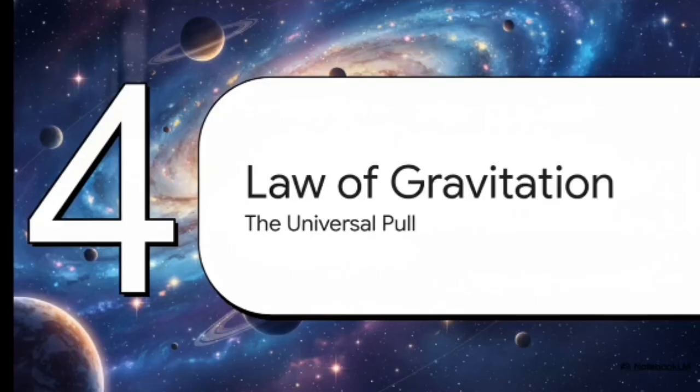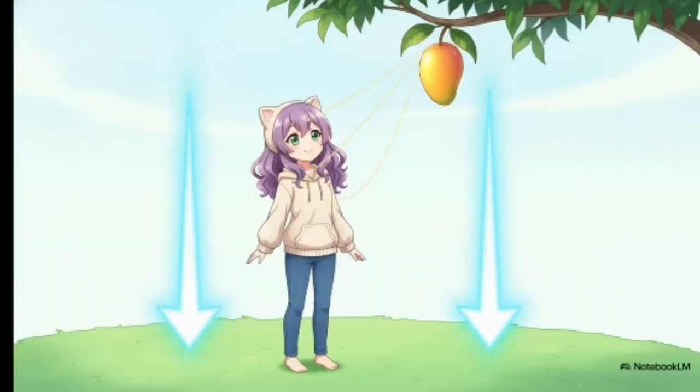All right, section 4, universal law of gravitation. Let's zoom way out from the cricket pitch to the entire universe. What's really fascinating here is that gravity isn't just an Earth thing. Every single particle in the universe attracts every other particle. Technically, you are pulling on a mango in a tree right now, and that mango is pulling right back on you. The only reason you don't fly towards each other is that your masses are tiny compared to the massive Earth pulling you both down.